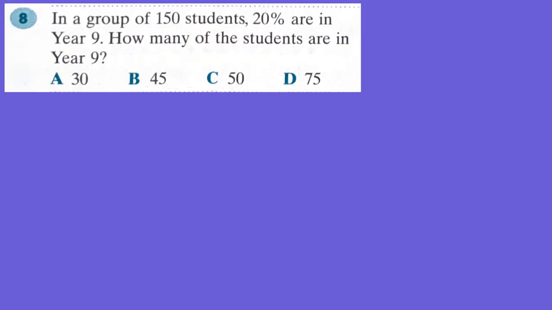In a group of 150 students, 20% are in Year 9. How many of the students are in Year 9? A, B, C, or D?